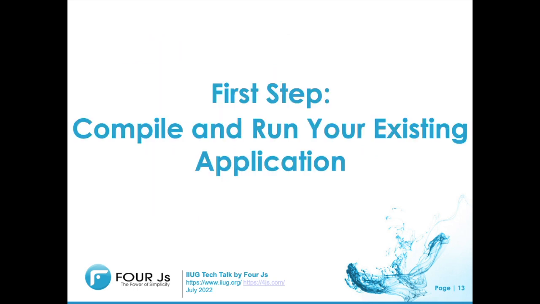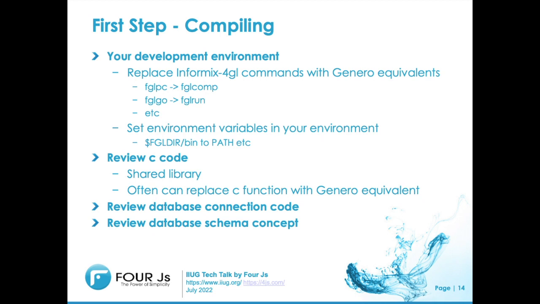First step I like to do is to compile and run your existing application using our tools. This gives you the chance to evaluate all the new syntax and features we have with your existing application. You need to build a development environment that has our environment variables, such as our root directory FGLDIR, and incorporate that within PATH and LD_LIBRARY_PATH as appropriate. We have our compilation commands fglcomp, fglform, and our runner fglrun. So typically you need to modify your makefile to use these instead of the Informix 4GL equivalents, so that when you type make, run, you're using our commands and not Informix 4GL commands.